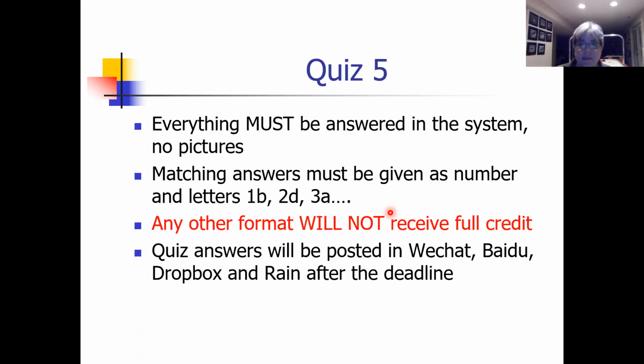I will give you the answers for the quiz after it's due. Next week, next Friday, sometime during the day, you can look for the answers. And of course, I'll release the grades in the system. You can look in RAIN too. As always, I will post the quiz answers in WeChat and in Baidu and in Dropbox. I'll also send them to RAIN. So several ways to access the problems. Okay, so that's quiz 5.